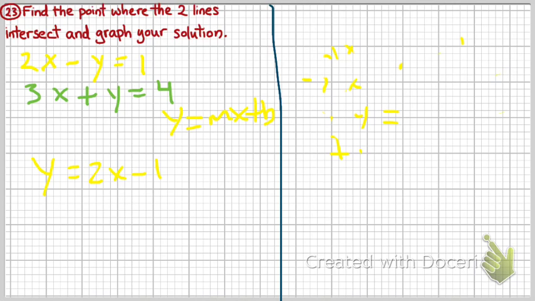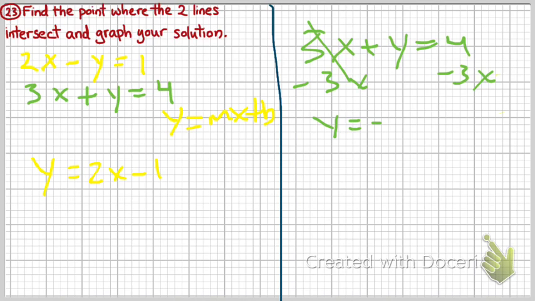Let me go ahead and erase this here, and I will do the same with the second equation. Again, I can use the x and y intercepts to graph it, or I can use a t-table, but slope-intercept form is much easier and quicker. So let me take the second equation, 3x plus y is equal to 4, and I will solve for y here by subtracting 3x from both sides. So y is equal to negative 3x plus 4.